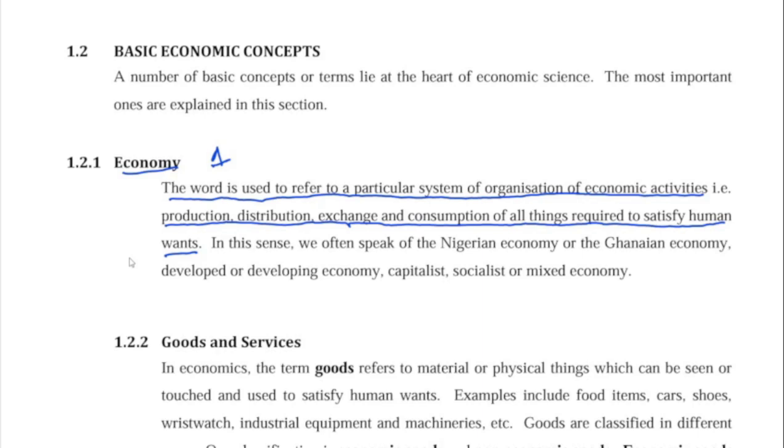Now let's move on to number 2, which is goods and services. This might take a while, but it's very important. Number 2, goods and services.